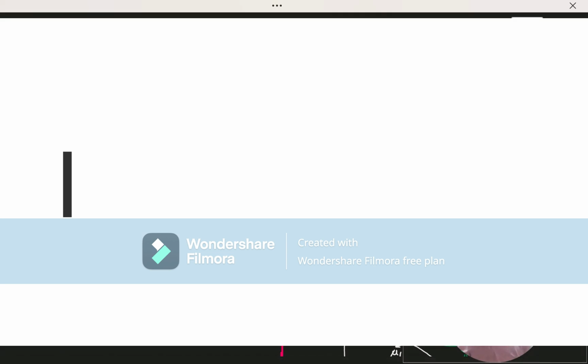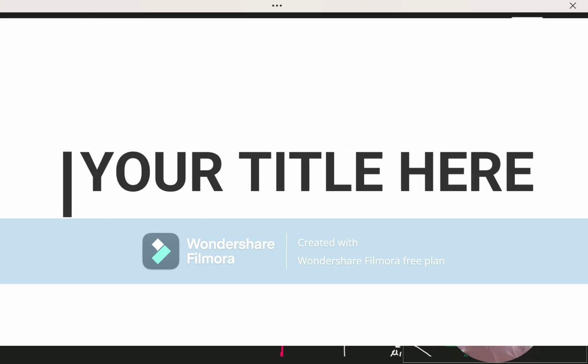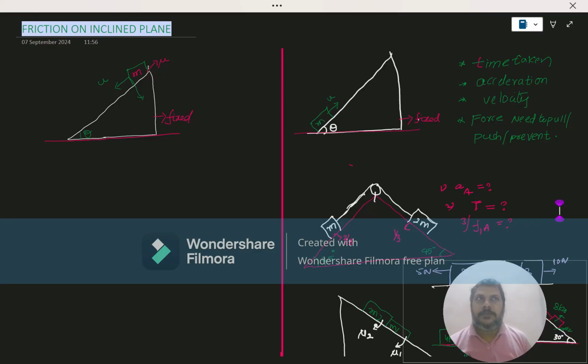So today our topic is friction on an inclined plane. Coming from the last topic, friction between the blocks and the vertical plane that I have given. I'm coming back to the introduction of friction, what friction is, and how to find it. Some horizontal frictional problems I'll also explain.